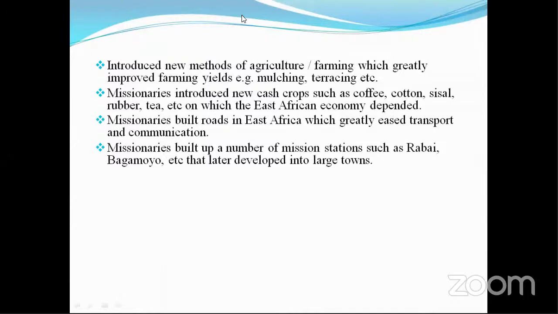Yes. What if I say missionaries introduced architecture? Yes, that is true. The construction, the different way of constructing buildings here. Yes, that is true.